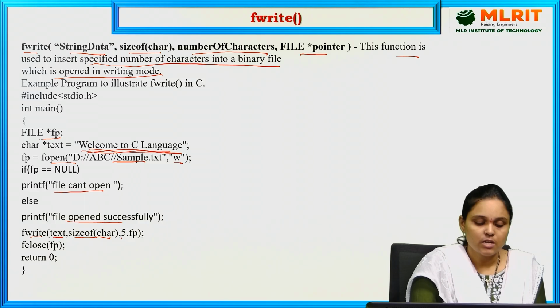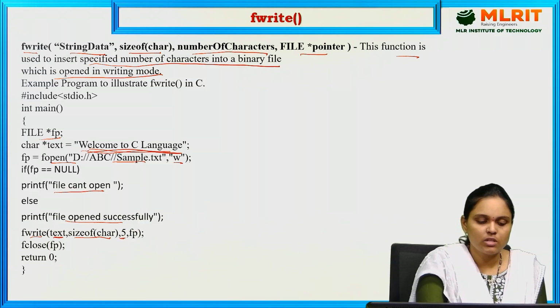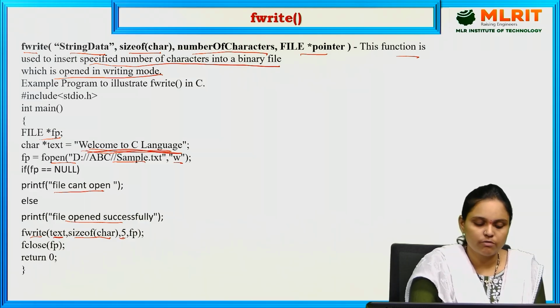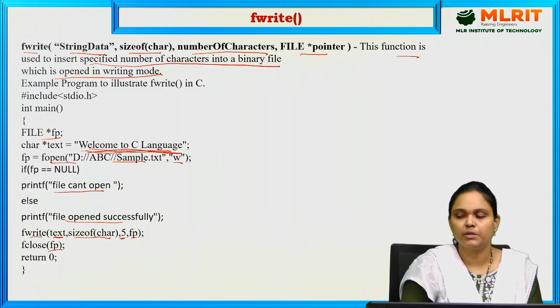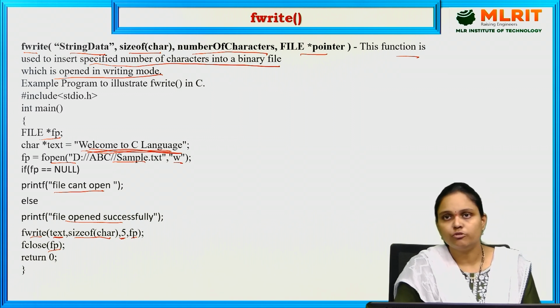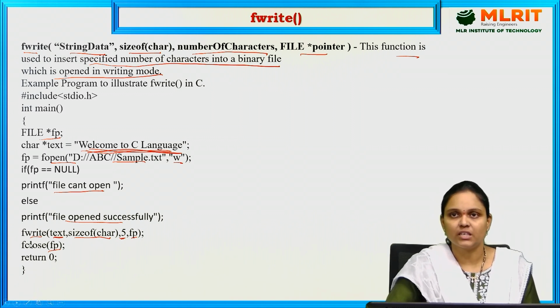And next, the number of characters in all this string, I need to write only 5 characters, and where you want to write, in the fp file. And by using this close function, we are closing that particular file. So we have gone through this fputc function practically, and we'll also now check the fputs and fprintf functions.